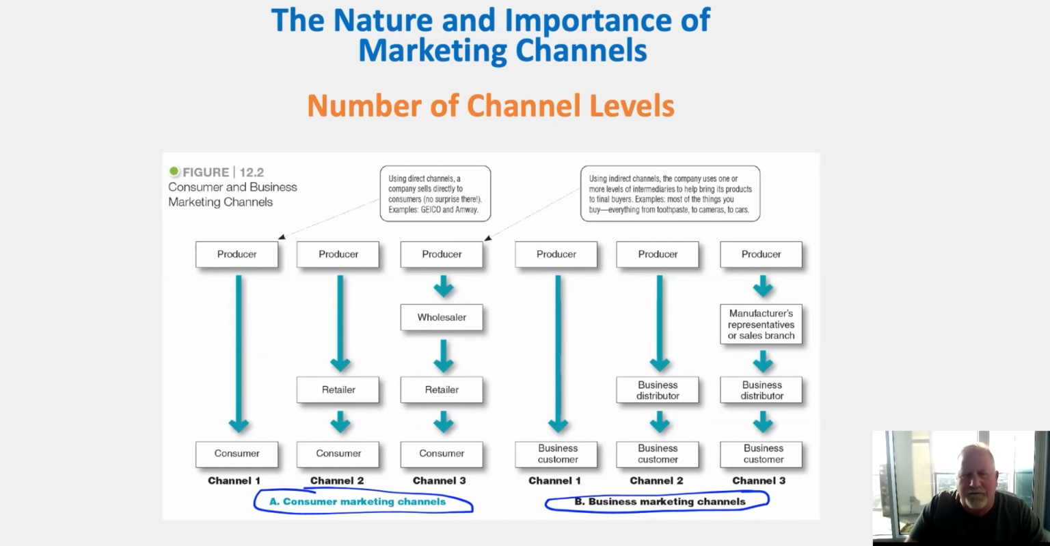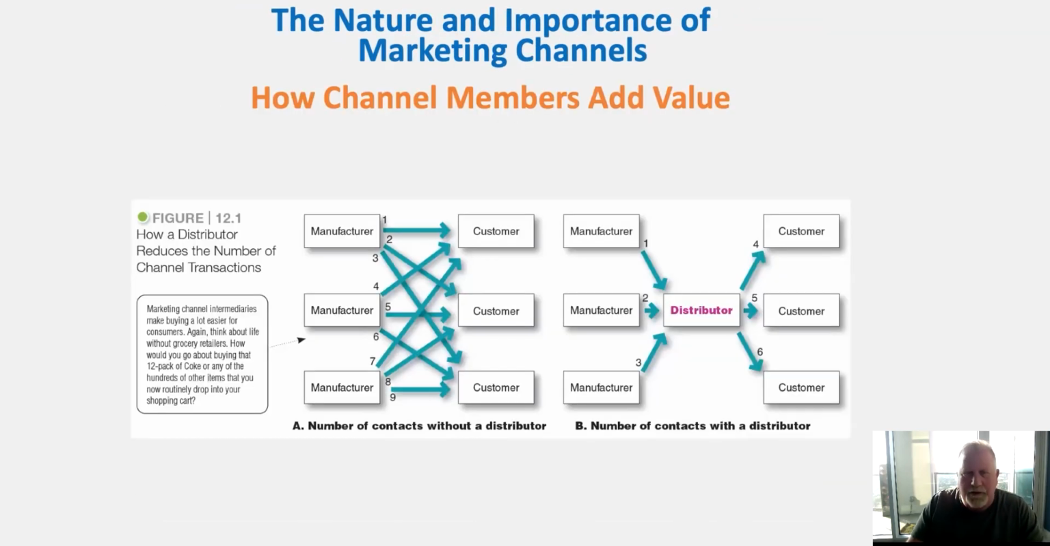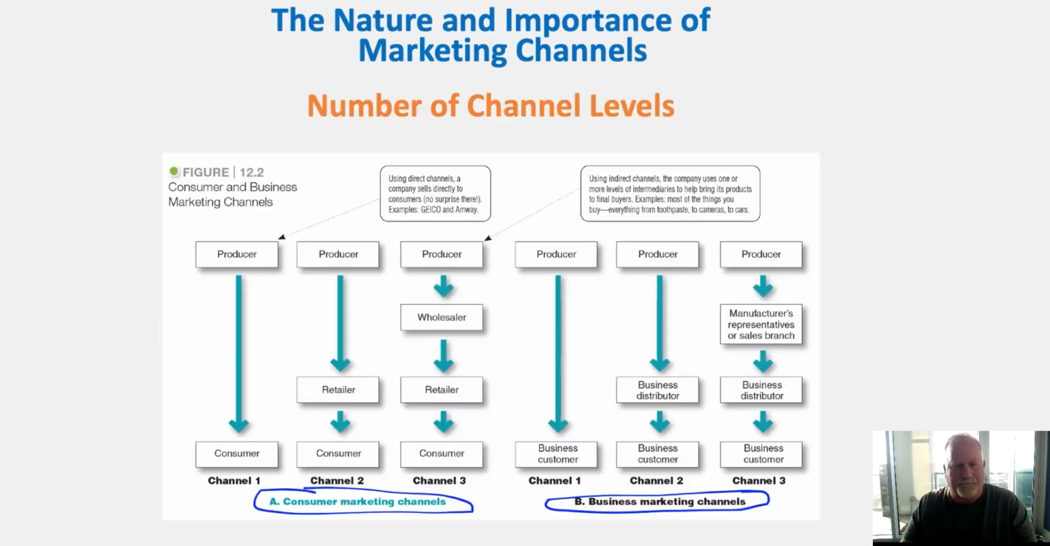The next example is when we have a retailer or intermediary in between. The producer produces the product and they sell it through a retailer and then it goes to a consumer. This is what we've talked about as a classic example of a retailer. This could be H-E-B, Best Buy, or any of those. So the producer produces their product, gives it to the retailer, and it goes to the end consumer.